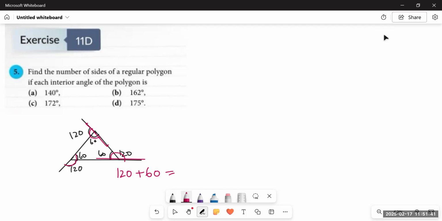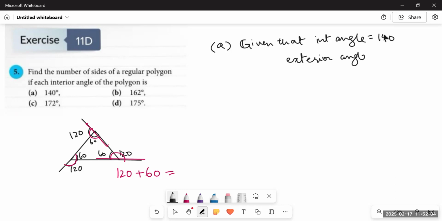Like in this one, in part A, the interior angle is given as 140 degrees. So we will write it as given that interior angle is equal to 140 degrees. So exterior angle is equal to 180 minus 140, which is 40 degrees. After finding this exterior angle, what's the big deal? We'll simply figure out the number of sides of the polygon.